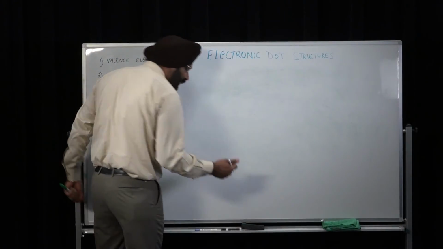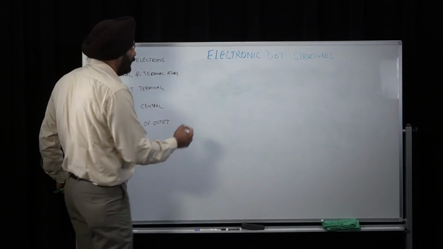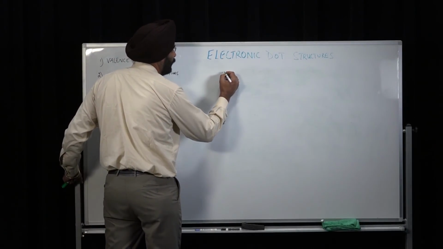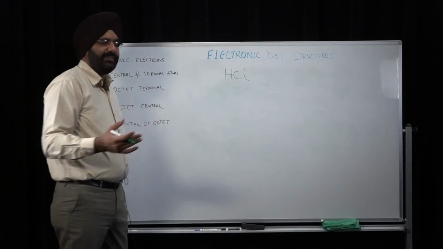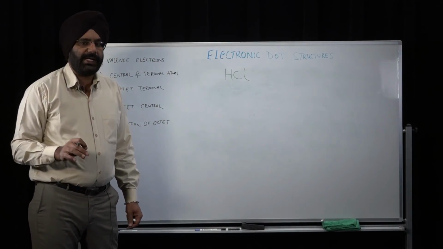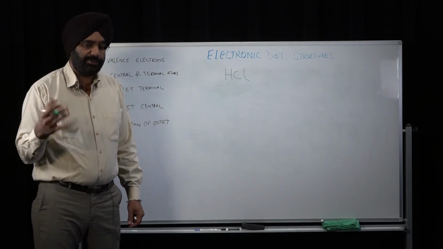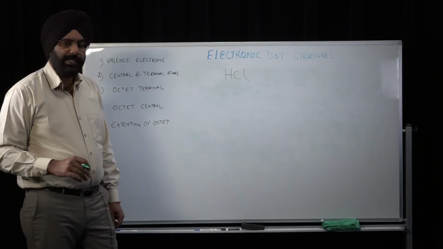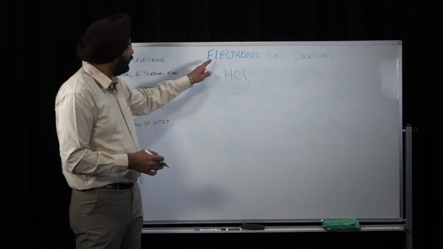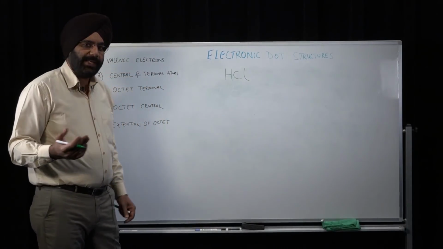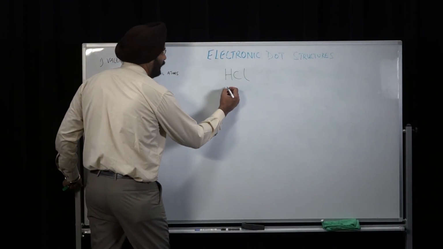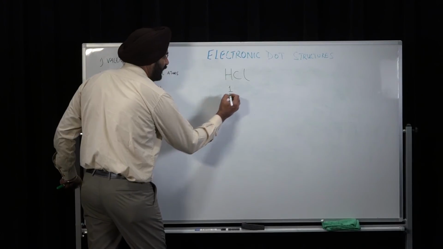So let us first take a very simple example of hydrochloric acid or simple hydrogen chloride, HCl. When I'm writing HCl, it is hydrogen chloride, and if I write HCl aqueous, then that becomes hydrochloric acid. So write down the electronic dot structure, or the Lewis dot structure, for HCl. For that, again, it's very simple. We first count the number of valence electrons.